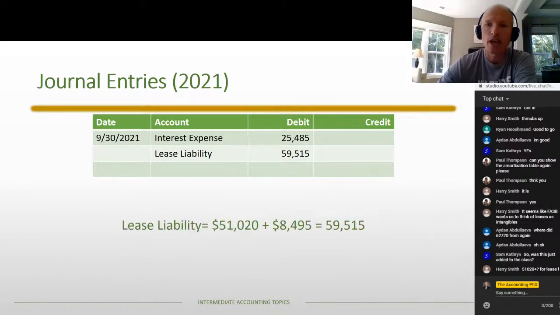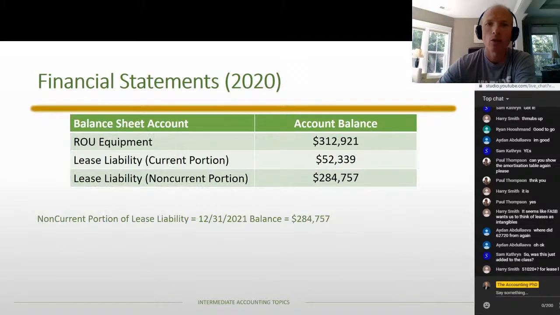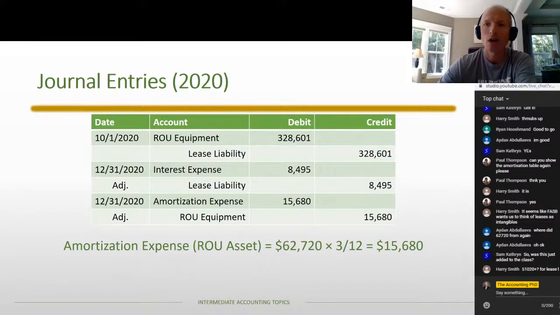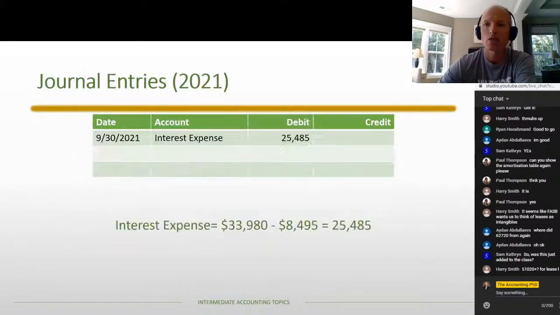The second piece, the $8,495. That was the amount of interest expense that we had accrued to the lease liability on December 31st, 2020. So I can go all the way back to the journal entry. It won't take long. So notice this journal entry here. We had accrued $8,495 to the lease liability. So now the amortization, or the full reduction to the lease liability, we need to get rid of that $8,495 plus the amortization from the table, the $51,020.